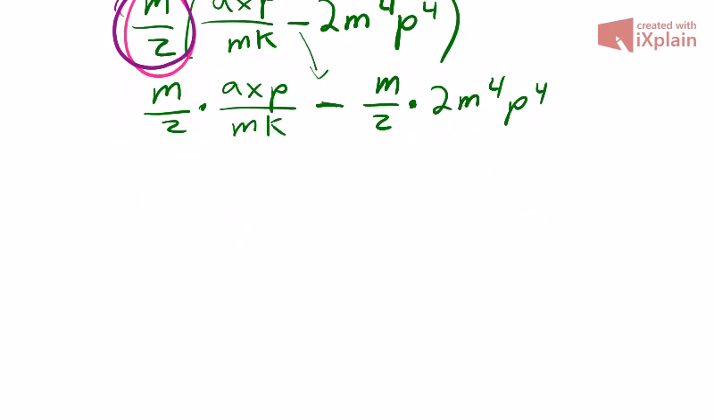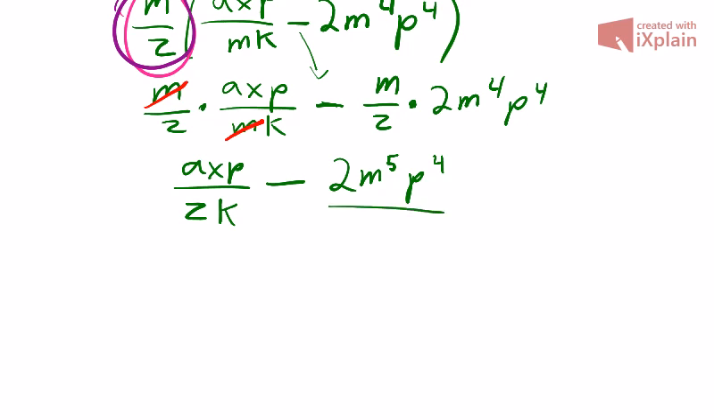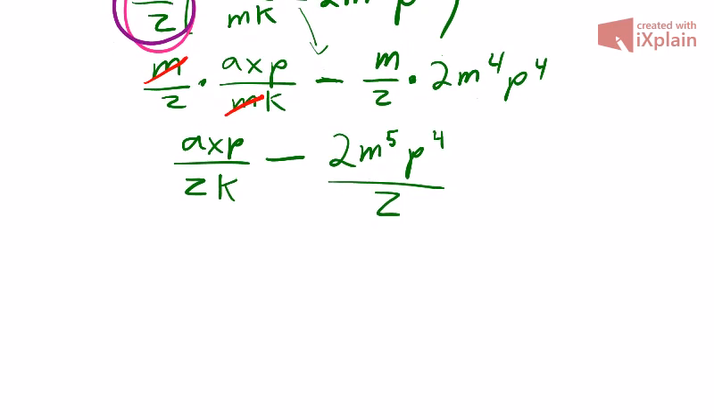That's going to carry down right to there. So continuing through this, we're going to do this multiplication. We have an m on top and an m on bottom. Luckily, those are just going to cancel out. So what we end up with is axp over zk minus, then we're going to have m times m to the fourth is going to give us m to the fifth, times 2, we like putting the coefficients in front, times p to the fourth, divided by z. We have our z right there. It's the only thing on the bottom. It stays on the bottom. And that's going to be our answer to that problem.